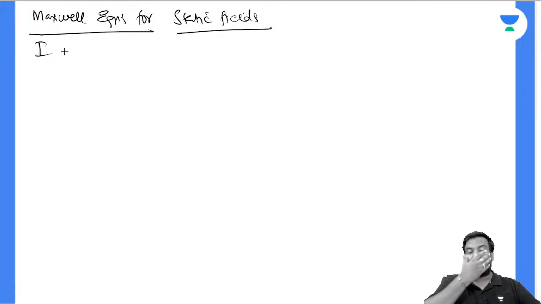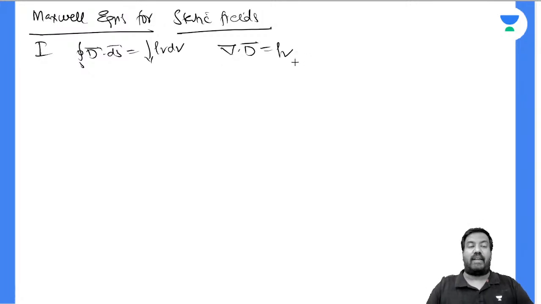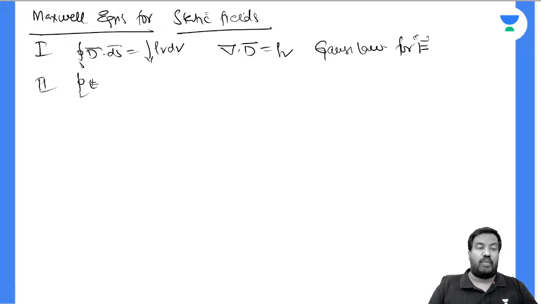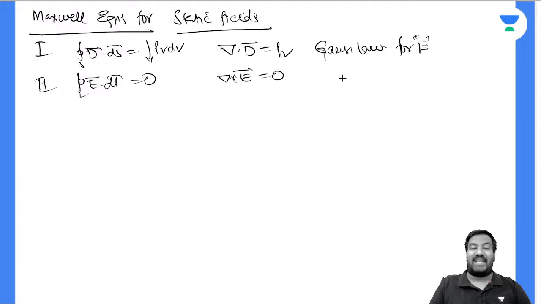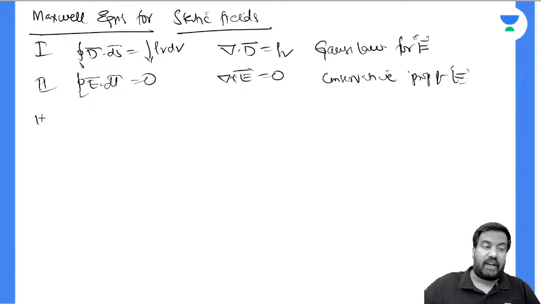Maxwell's first equation: closed surface integral of D dot dS is equal to volume integral of rho v dv. Differential form: del dot D is rho v. This is Gauss law for electrostatic fields. Second, closed loop integral of E dot dl is 0, which implies del cross E is 0. It is a conservative field. A static electric field is conservative, but not a time varying electric field. This is from the conservative property of the electric field.